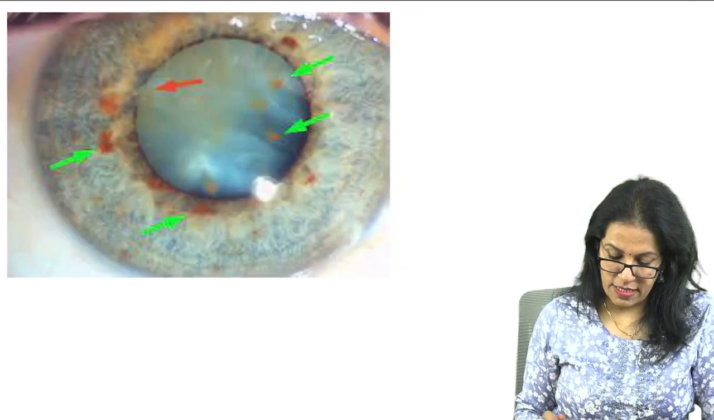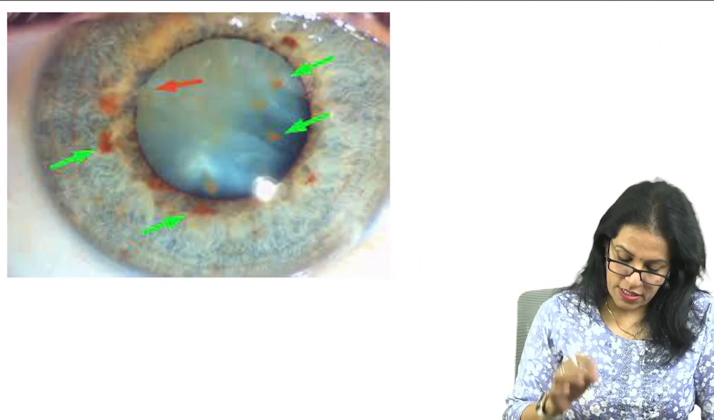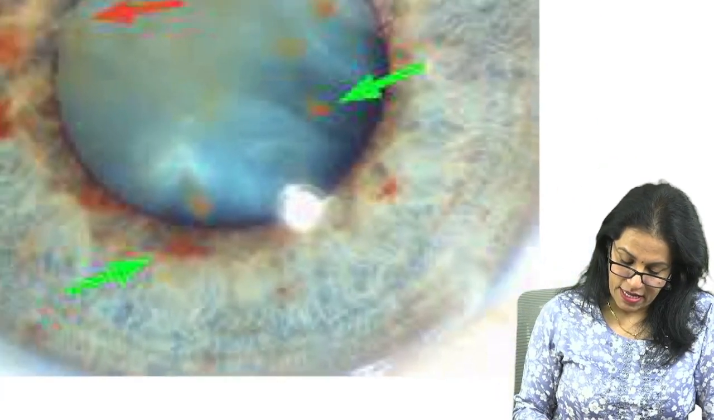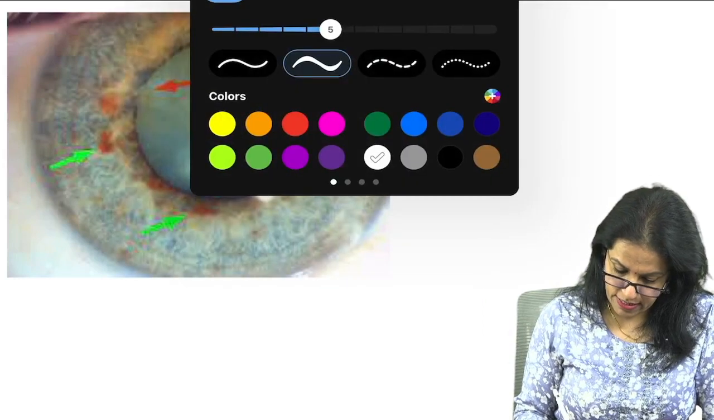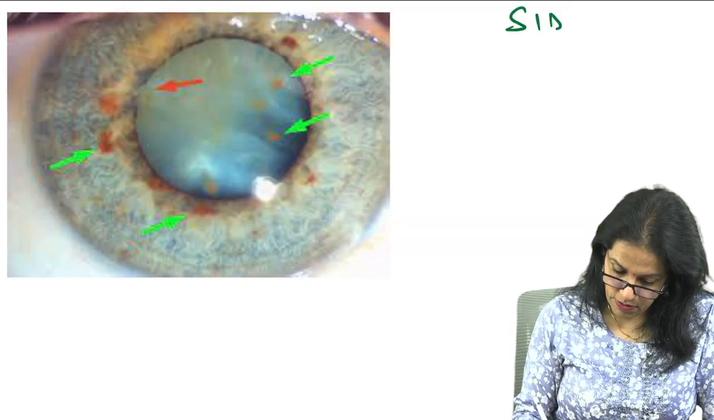Let's come to siderosis now. Siderosis is iron inside. Can you see here? First, what are the things they have asked you about siderosis? We'll take that first, the first thing about siderosis.